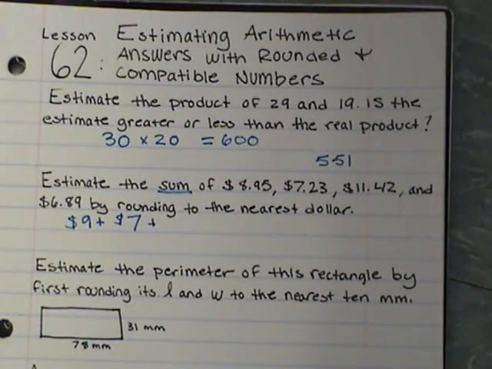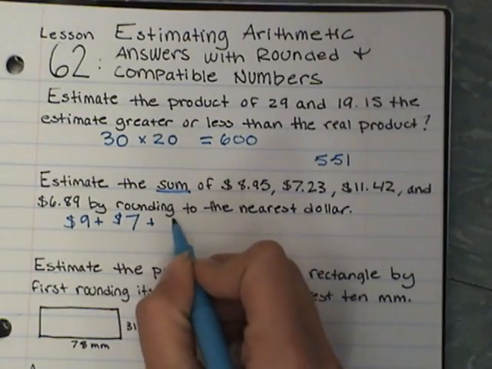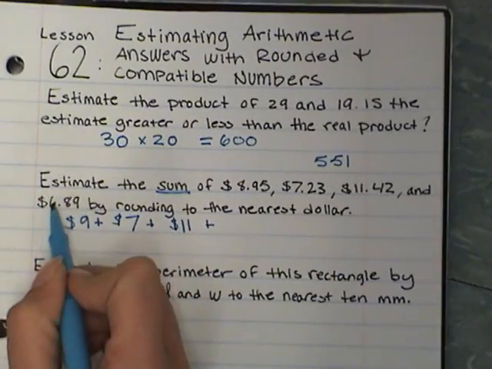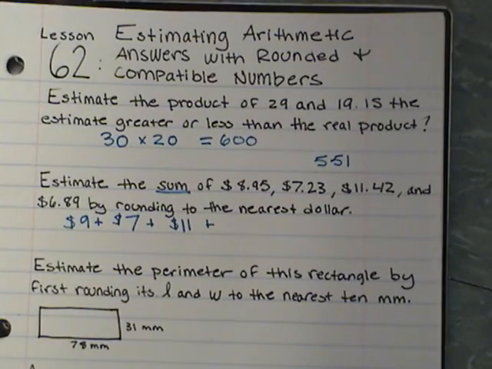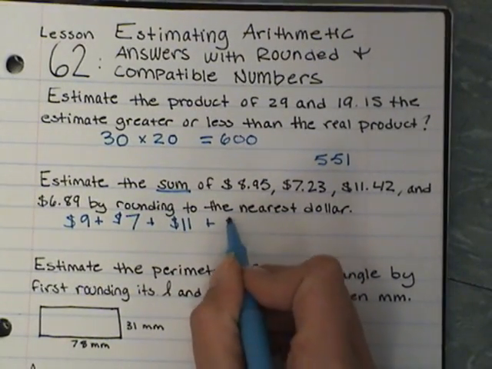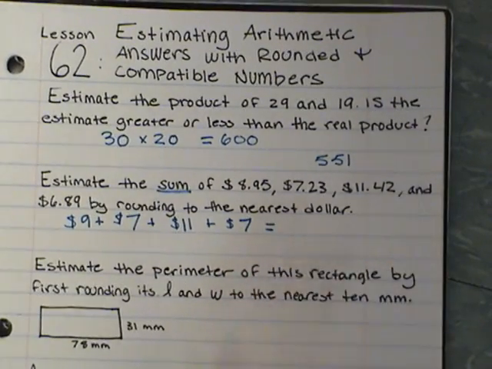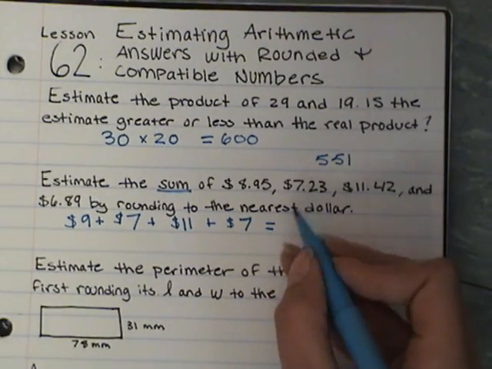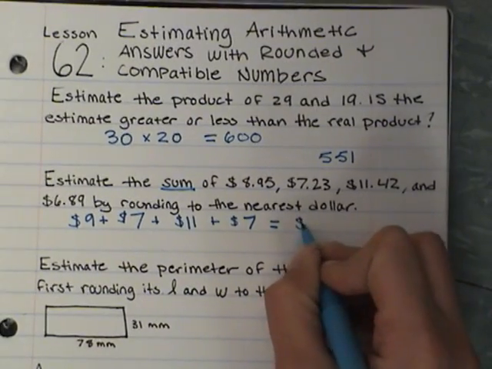Then I have $11.42. It is almost 50, but not quite there yet. So I'm going to round that down to $11. And then the last one, $6.89. It's above 50. It's close to that dollar mark, so I'm going to round that up to $7. Go ahead and add these up by yourself. If you added them up, you should have gotten $34.